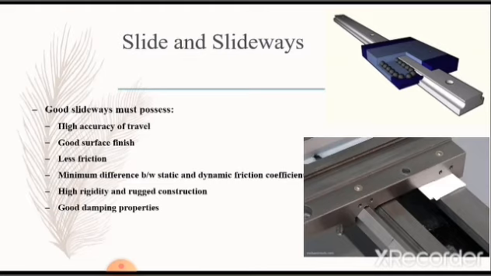Because everybody knows that dynamic friction is always less than static friction. So when the thing is in a static position, the friction is higher, and when the slide is in motion, the friction is less. This difference would create a jerky motion. So what we want is dynamic and static friction very close to each other.